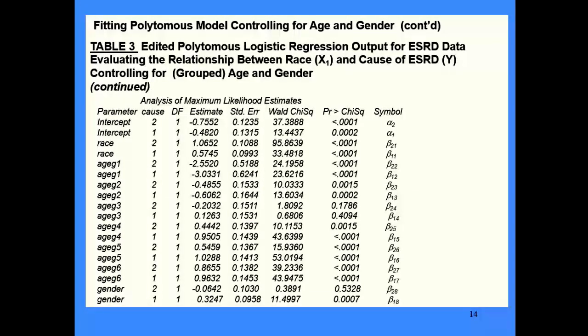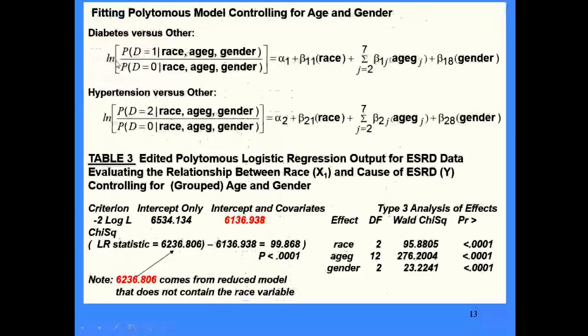Now, in fact, look at this screen. What do you notice on this screen? What have I put up? Well, I got a heading. It says edited polytomous logistic regression output for the end-stage renal disease data evaluating the relationship between race and cause of ESRD controlling for age and gender, where age is grouped. So here's the output when I consider this model.